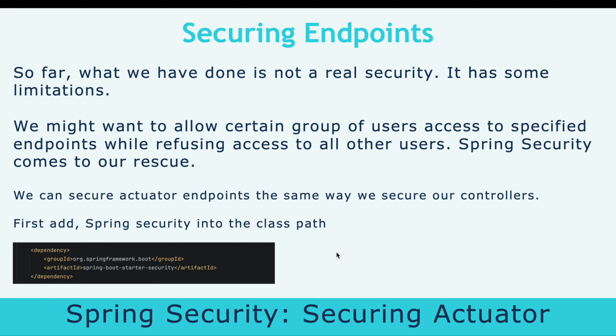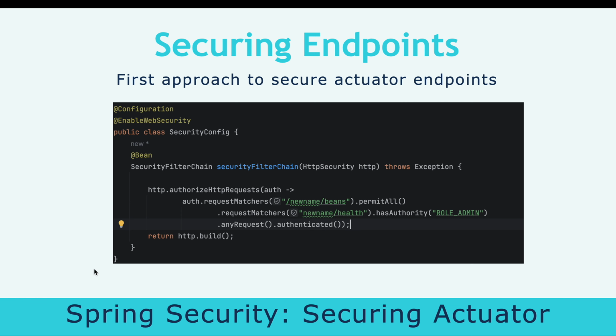We can secure actuator endpoints the same way we secure our controllers. And for you to achieve that, the first thing you have to do is add Spring Security into the class path. As you see here, just Spring Boot Starter Security into the class path, which will by default secure every other endpoint in the application, including the actuator endpoints.